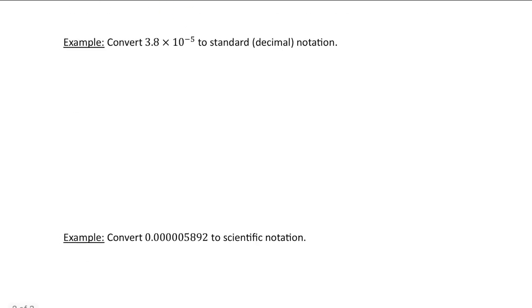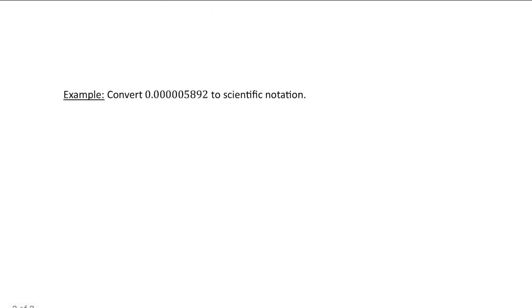Okay, let's do an example. Convert 3.8 times 10 to the negative 5th to decimal notation. Well, again, we'll have to move the decimal to the left 5 places. But we moved it to the left 1 to get past the 3, then 4 more places. So our number is going to be 0.0000, so 4 zeros, 38. Okay, and we can add the 0 before this here. So this is the number in standard or decimal notation.